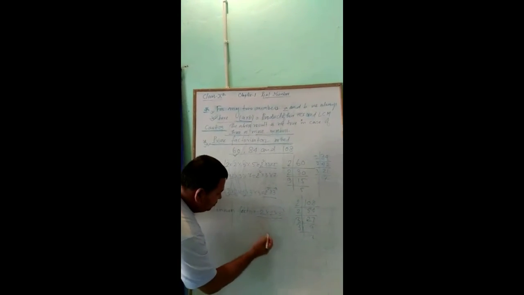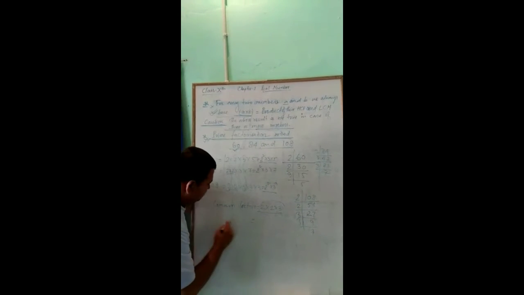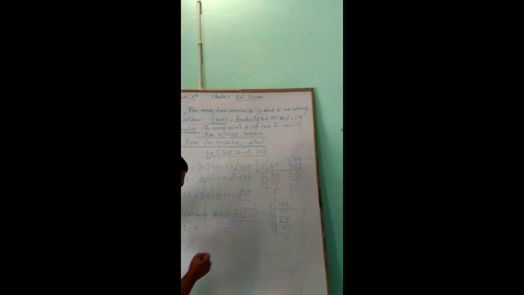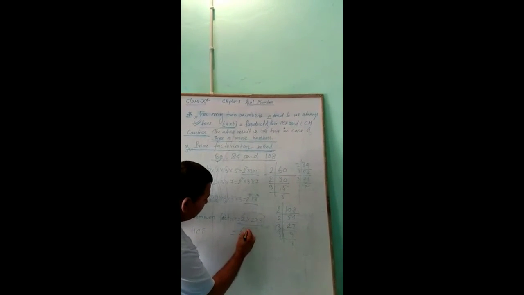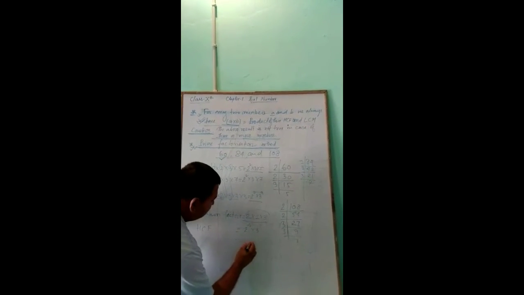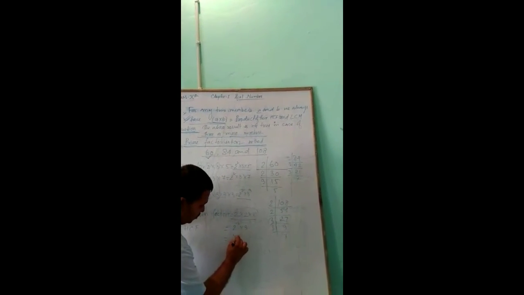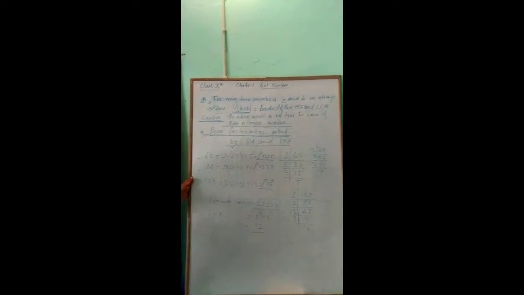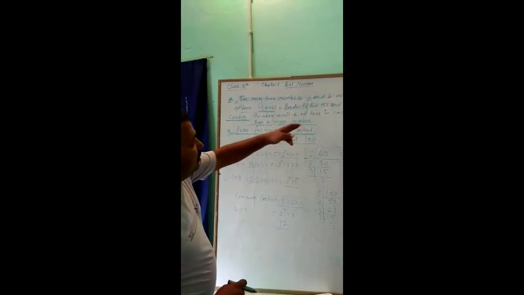Now after multiplication we get the HCF. The HCF of all three numbers is equal to 2 square into 3. That means 4 into 3 is equal to 12. That is the HCF.